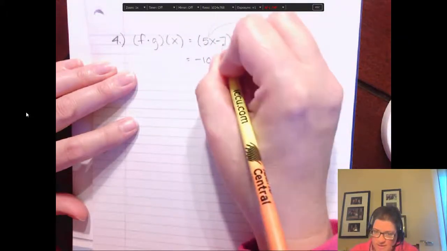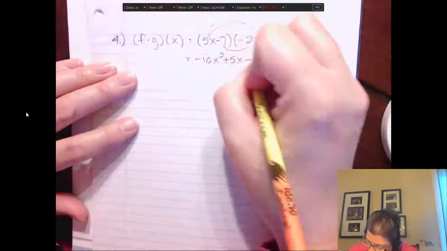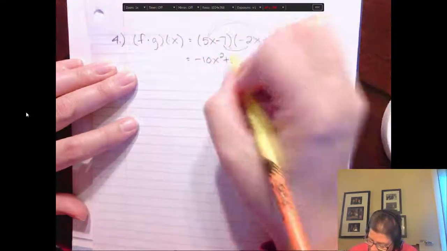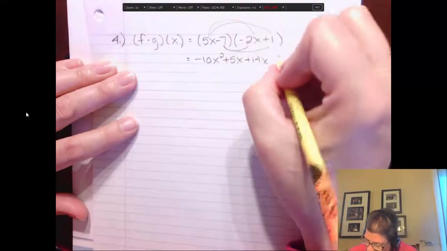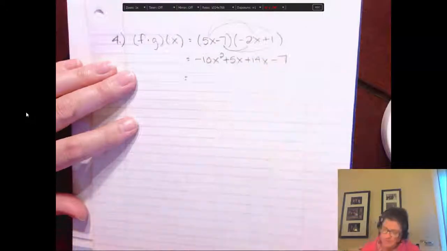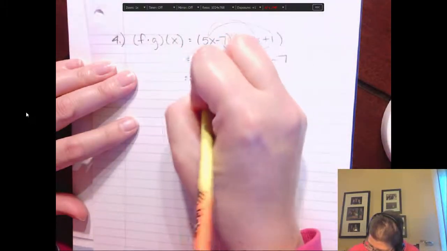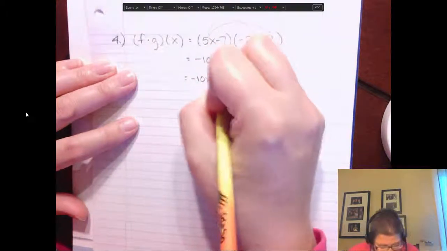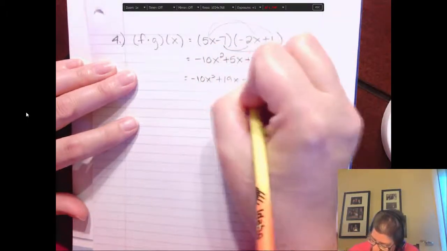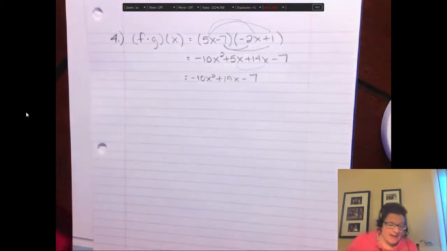Now switch to your inside ones. Negative 7 times a negative 2x is a positive 14x. Negative 7 times a positive 1 is a negative 7. Then from here, combine your two middle terms that are both just an x, those like terms, and you get negative 10x squared plus 19x minus 7. And so that's f times g of x.